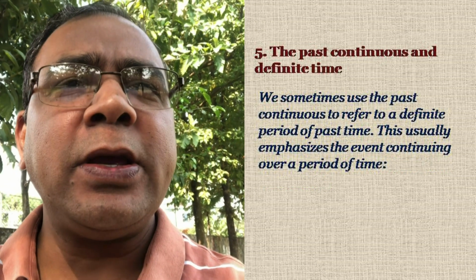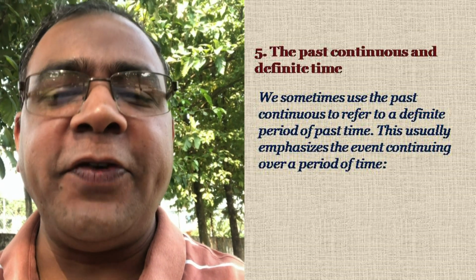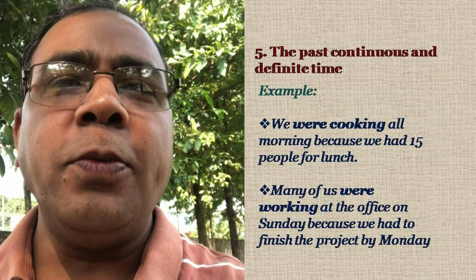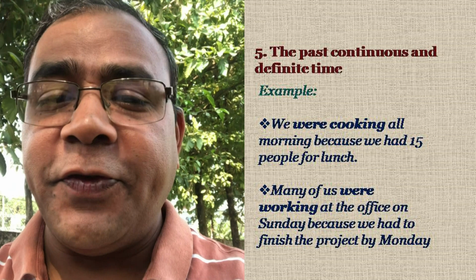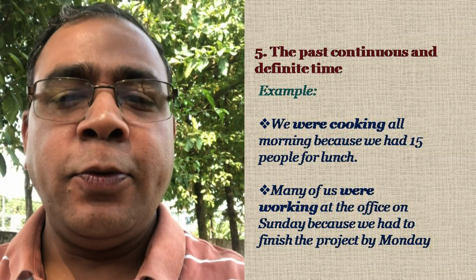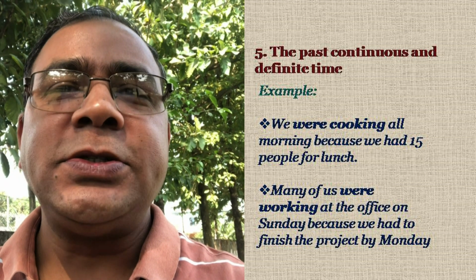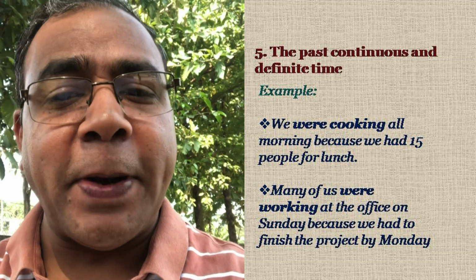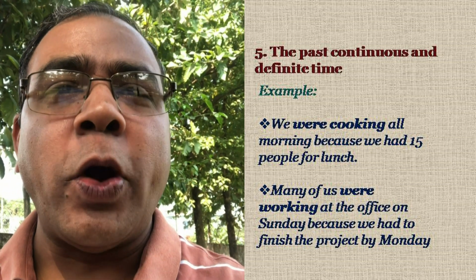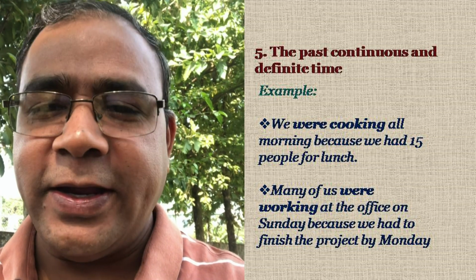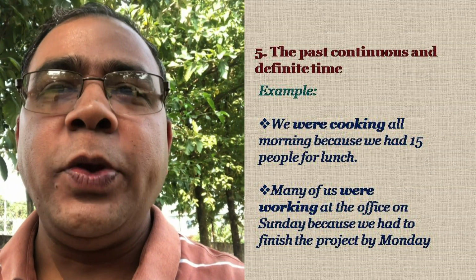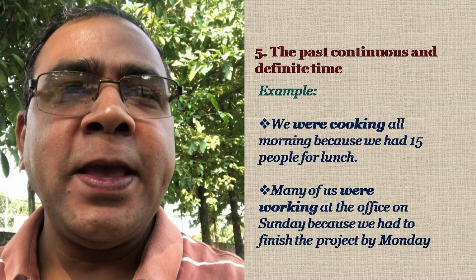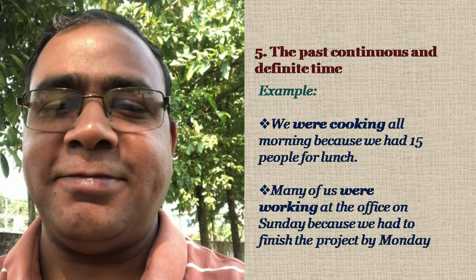Let us see the last one, the past continuous and definite time. A particular time you were doing something. You see, we were cooking all morning. When? Definite time. What is the definite time? All morning. We were cooking all morning because we had 15 people for lunch. So they were cooking the whole morning, that particular morning. Many of us were working in the office on Sunday. Why? Because we had to finish the project by Monday. So this is the past continuous used in the definite time.